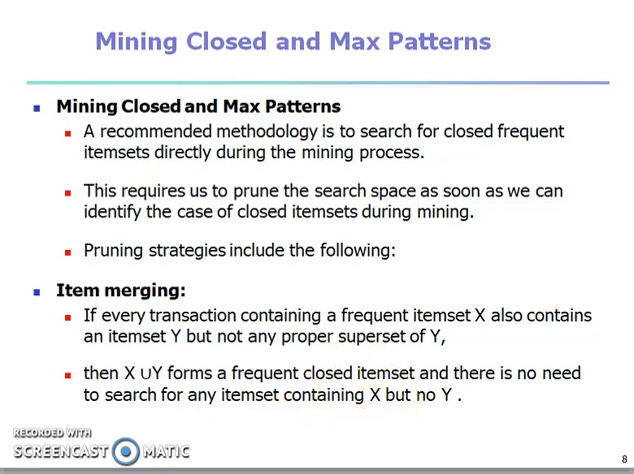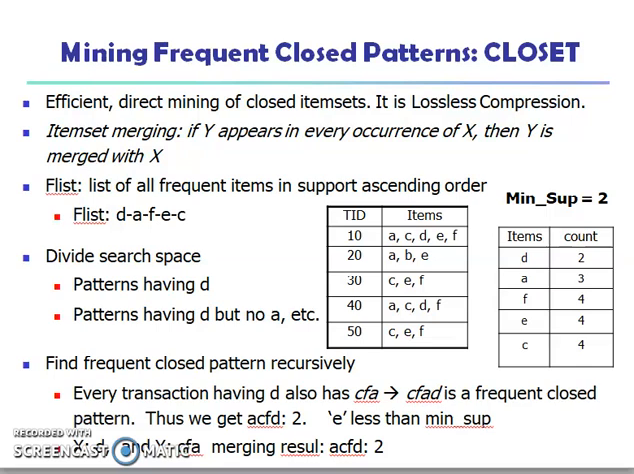We will see this. It is a closed set. It is one of the efficient direct mining methods for closed item sets. It is lossless compression. In most places, the frequent closed patterns are more desirable. Now we can take these rules. Item set merging: if Y appears in every occurrence of X, then Y is merged with X. We will see how it works.